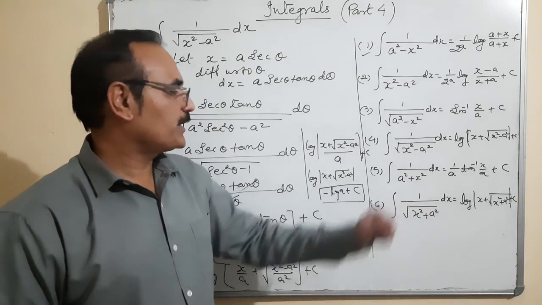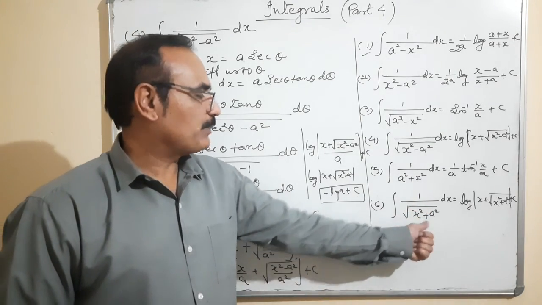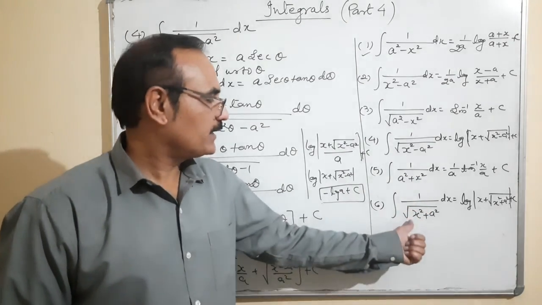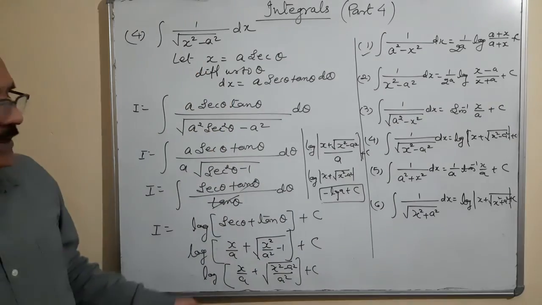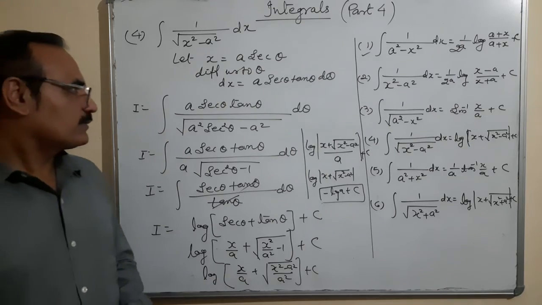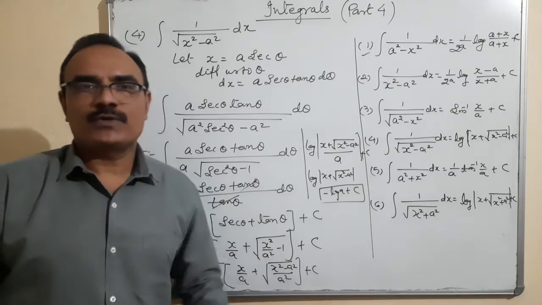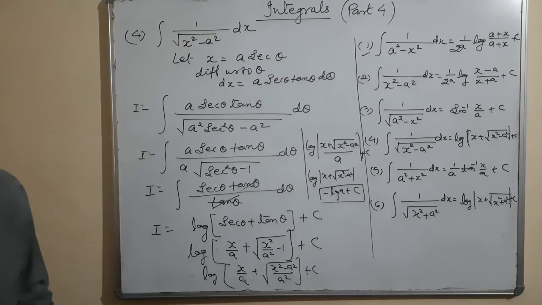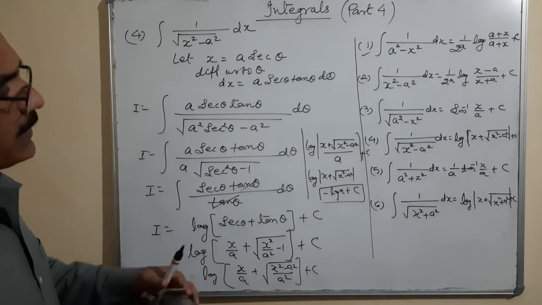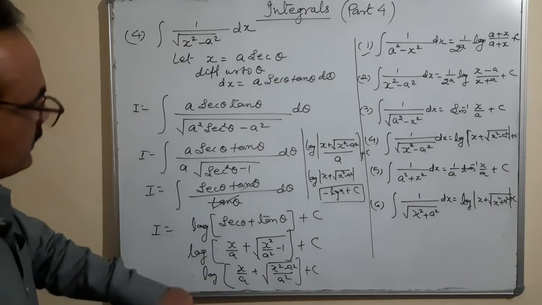The same way others can be solved. X is equal to a tan theta you can put here, where this plus sign comes in, that means a square times 1 plus tan square theta, sec theta. With the help of this you can prove the others also. And you should memorize these formulae, because we are using these formulae.